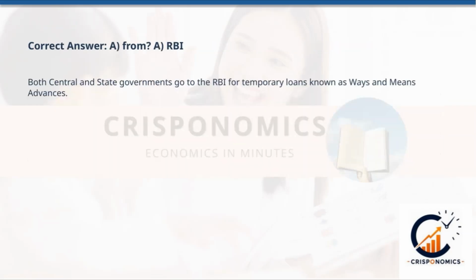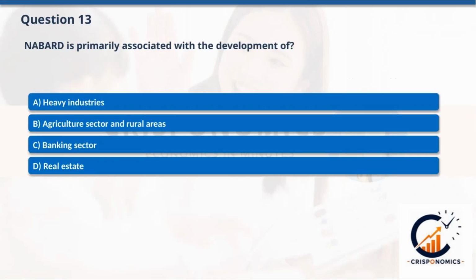Both the central and state governments sometimes need short-term funds to manage their cash flow. When that happens, they turn to the Reserve Bank of India for temporary loans called ways and means advances. These advances help bridge the gap between their expenditures and revenues, ensuring smooth financial operations without delay. It's a crucial mechanism that keeps the wheels of government running efficiently. Let's look at where NABARD plays its biggest role.